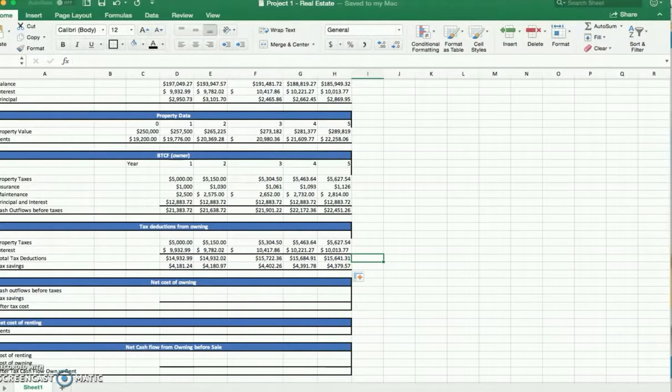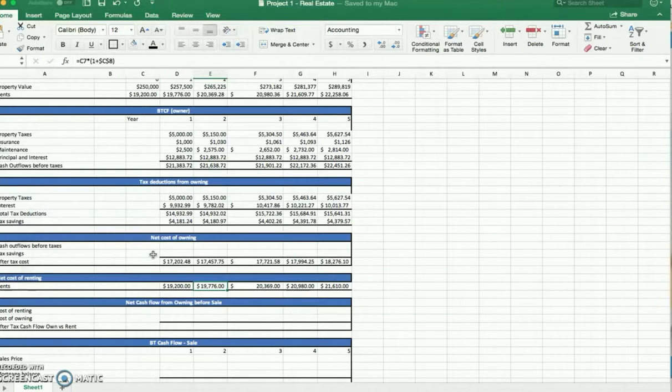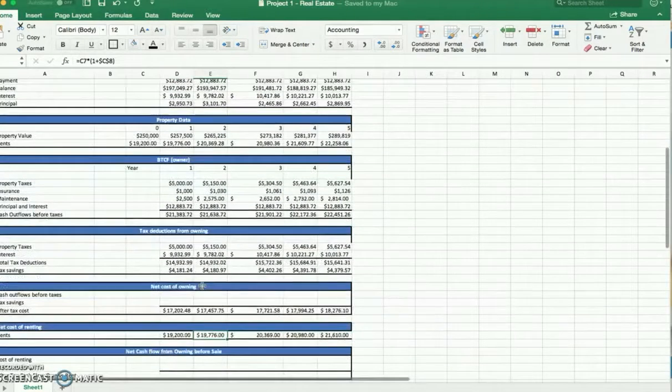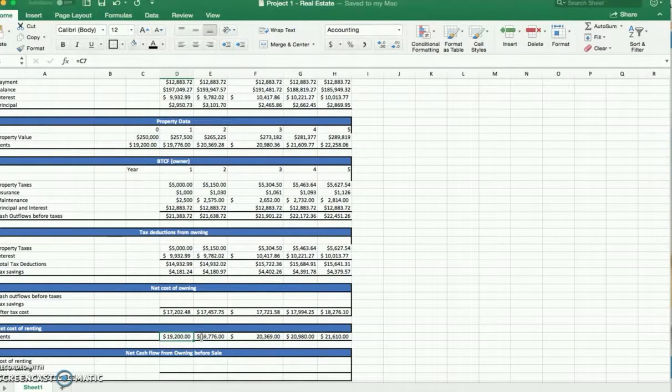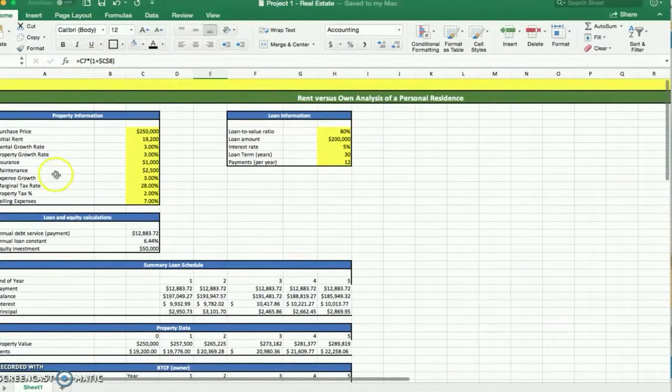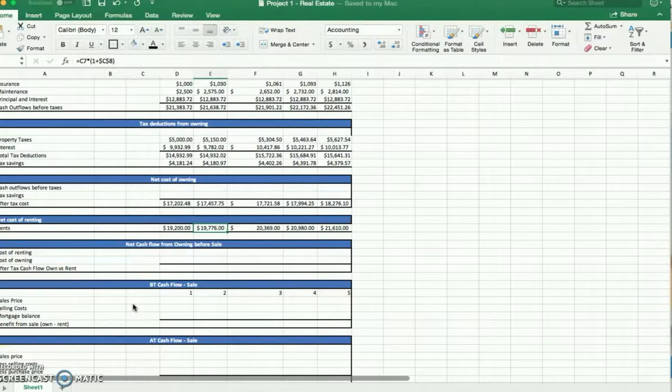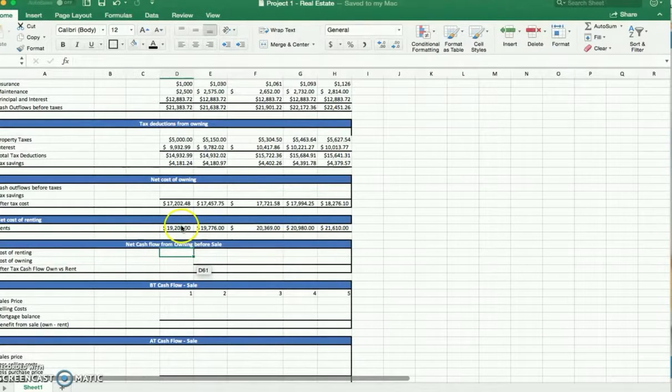That's how you do that part. For the renting, all you do is you take this number and use that for the first year, but then for the following years, you take that number and multiply it by 1 plus the rental growth rate, and that's how you get those numbers. For this section, you just take the cost of renting, copy and paste that.